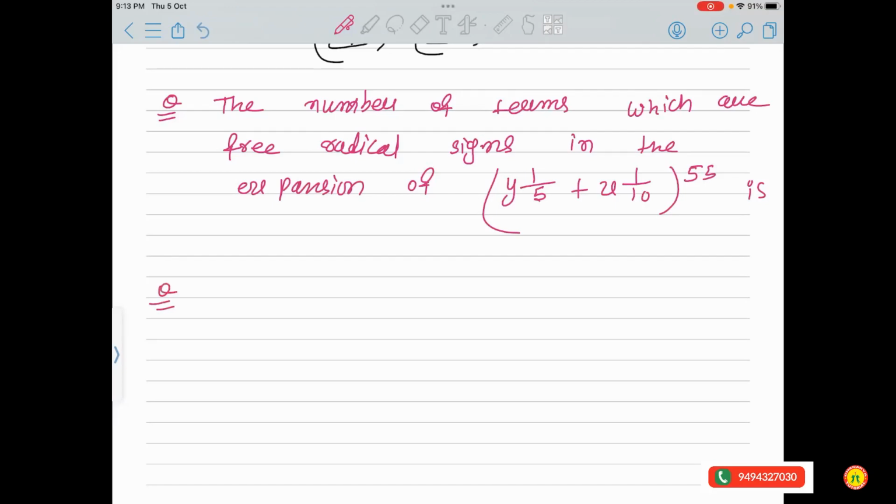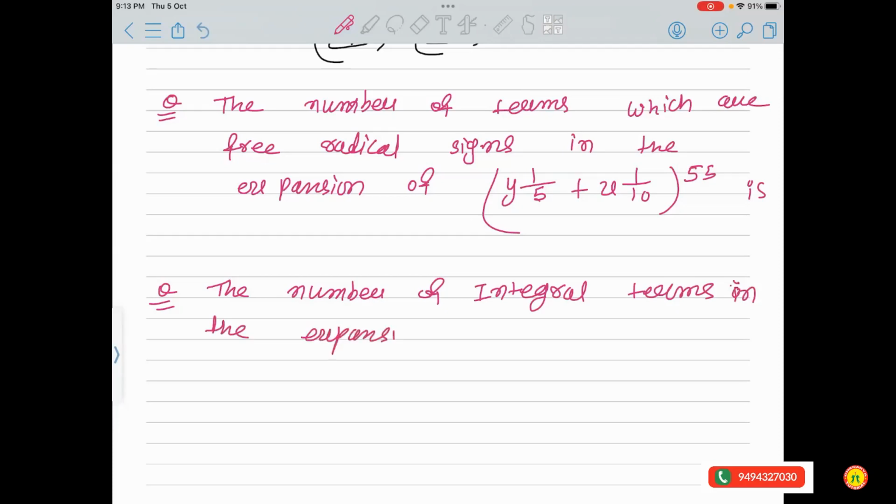The second question is: the number of integral terms in the expansion of (5 power 1 by 2 plus 7 power 1 by 8) power 1024.